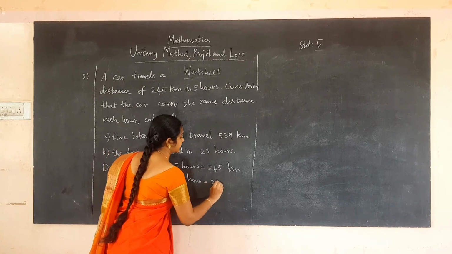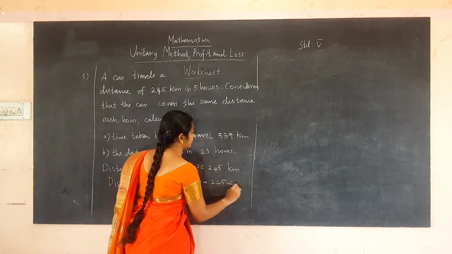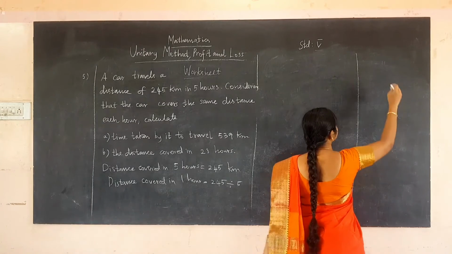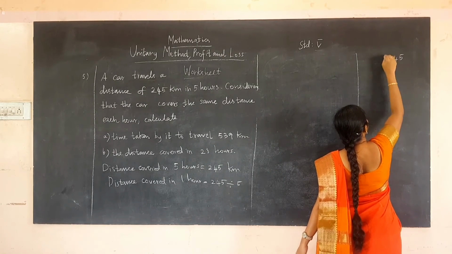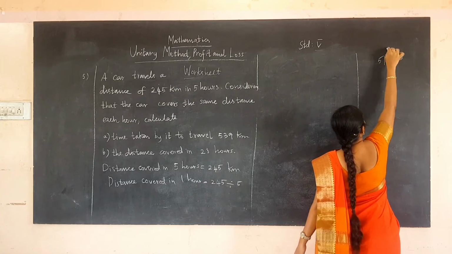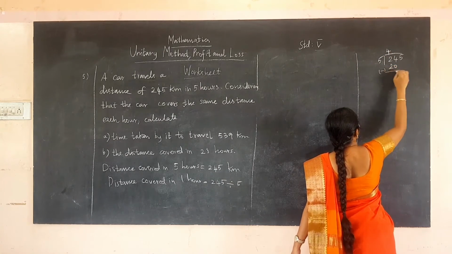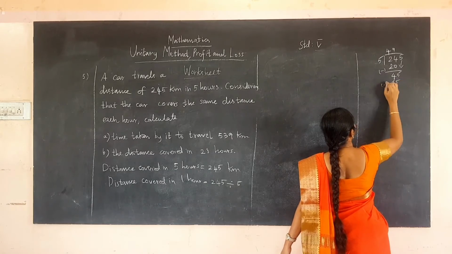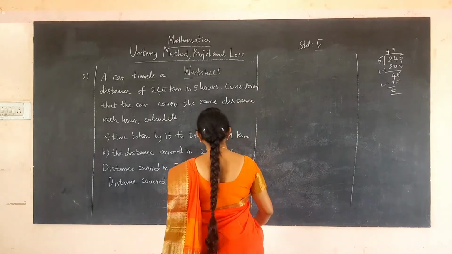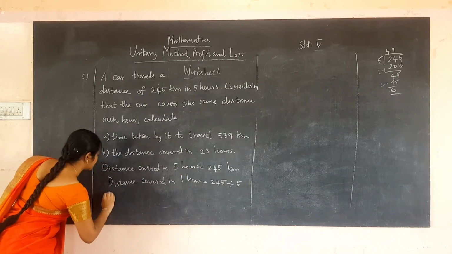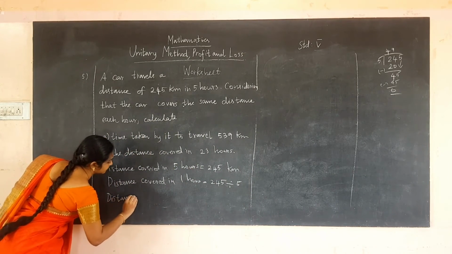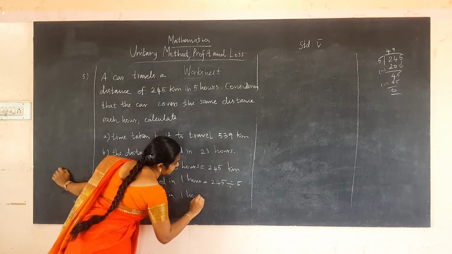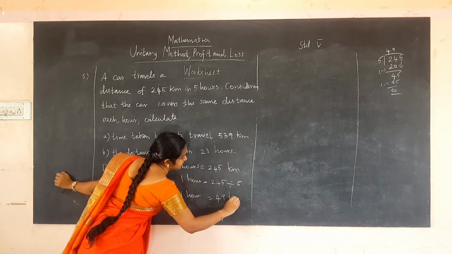So divide 245 by 5. 5 fours are 20. Remaining we are having 4. Bring down this 5. 9 fives are 45. 45 minus 45 is 0. So, distance covered in 1 hour is 49 kilometer.